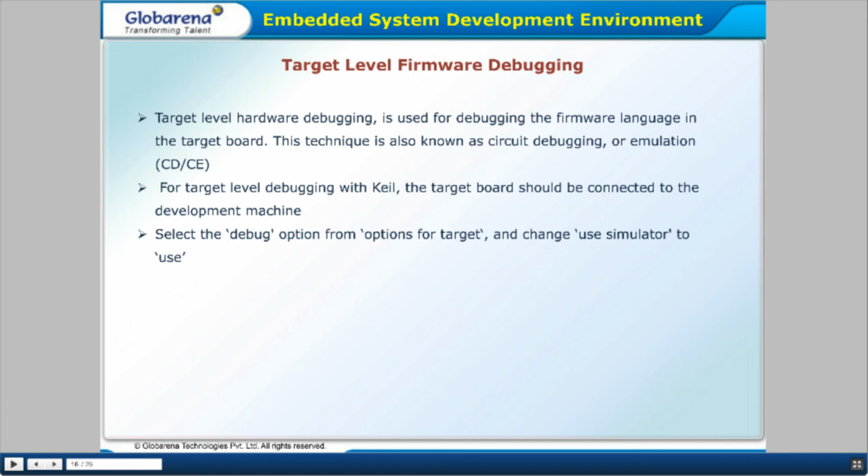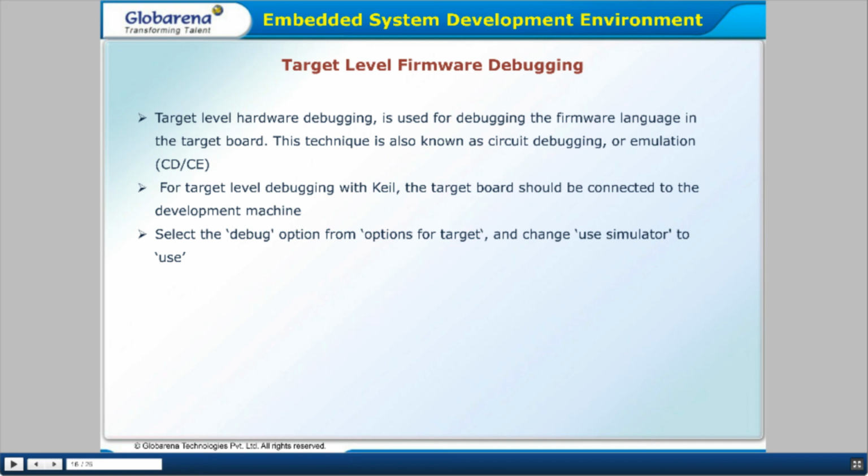Next one, target level hardware debugging. The target level hardware debugging is used for debugging the firmware in the target board. This technique is also known as in-circuit debugging or emulation.